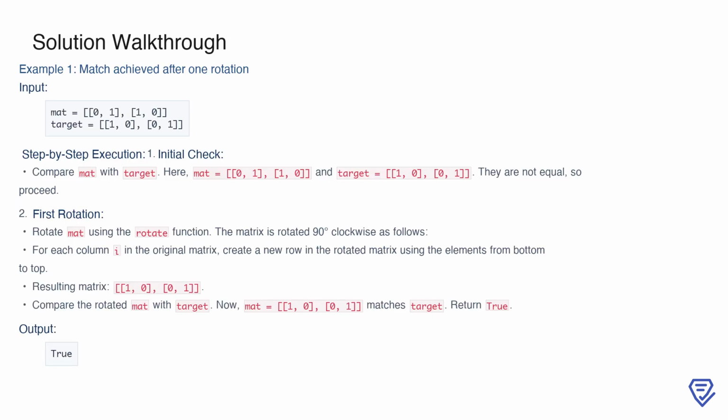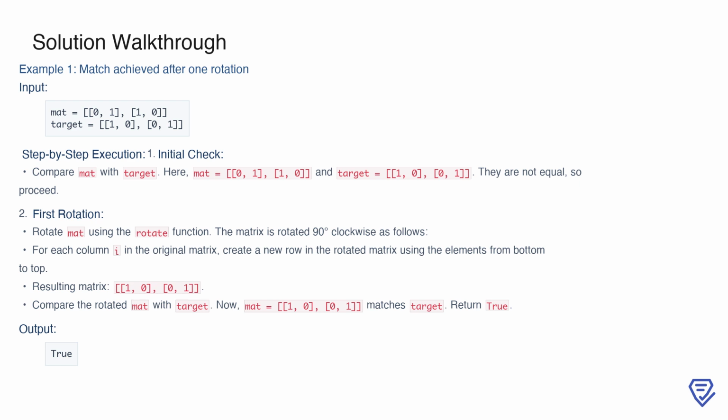In this example, we start by checking if the given matrix mat matches the target matrix target. Initially, mat is [0, 1], [1, 0], and target is [1, 0], [0, 1]. These matrices are not equal, so we proceed to the next step.